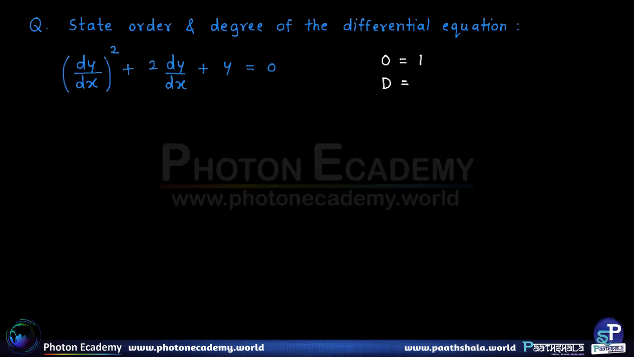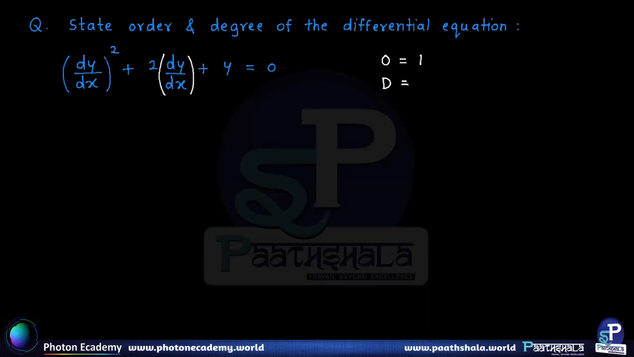And secondly, are all the powers of the derivatives free from negative or fractional numbers? So the answer is once again yes. For the first term, the power is 2, correct? And for the second term, dy by dx means dy by dx to the power 1. So the power is 1. So both the conditions are met.